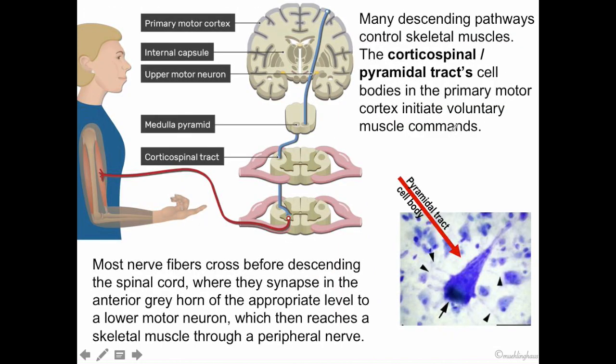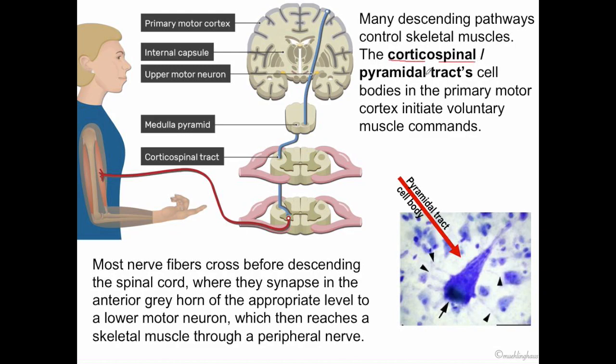When we look at descending pathways, a lot of them control skeletal muscles. So one of the names is corticospinal tract. You see cortical, that means the cortex in the brain, and then you see spinal, that's the spine. So you know it goes from the cortex to the spine. Therefore, you know it's a motor pathway.